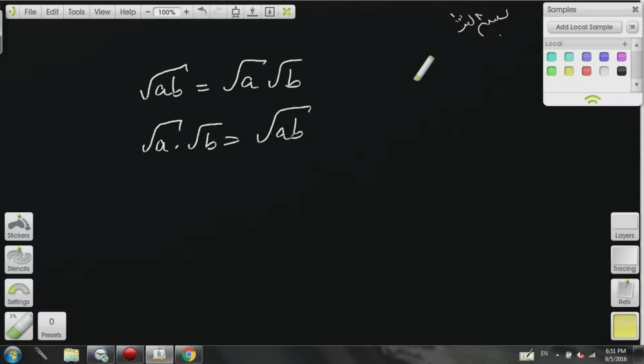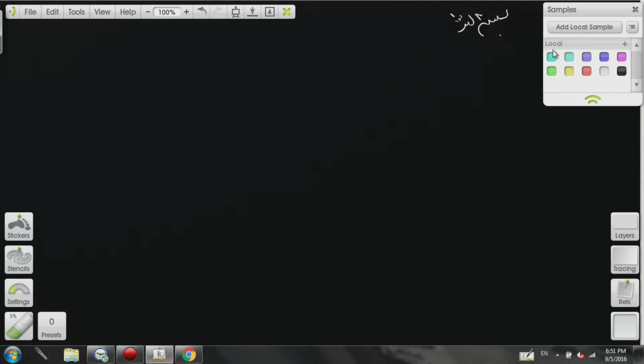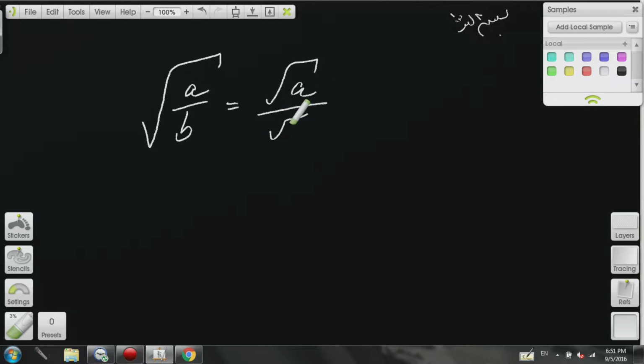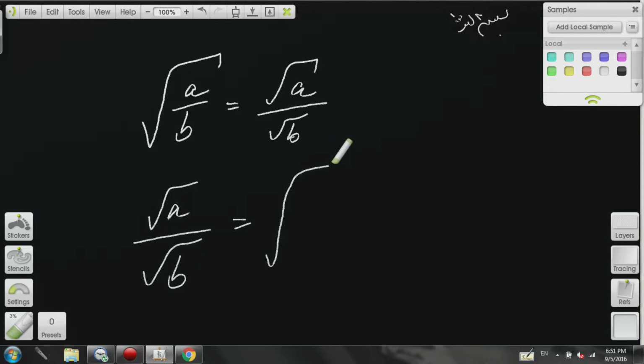Okay, now there's another important property of radicals that we need to know, and that is this. If you have the square root of a over b, you can simplify this as the square root of a over the square root of b. And vice versa. If you have the square root of a over the square root of b, you can rewrite this as the square root of a over b. It's helpful sometimes to do these in the process of simplifying. Okay? So let's take some examples.